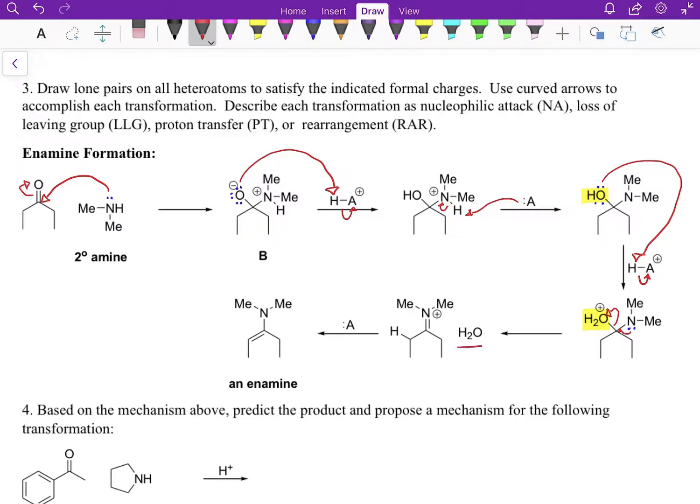So now you have right here the water, but now you have once again a positive nitrogen that you need to neutralize. In order to do that, you don't have a hydrogen directly attached to the nitrogen as in the case of imines. So you need to get the hydrogen from a different location. In this case, it's from the beta.